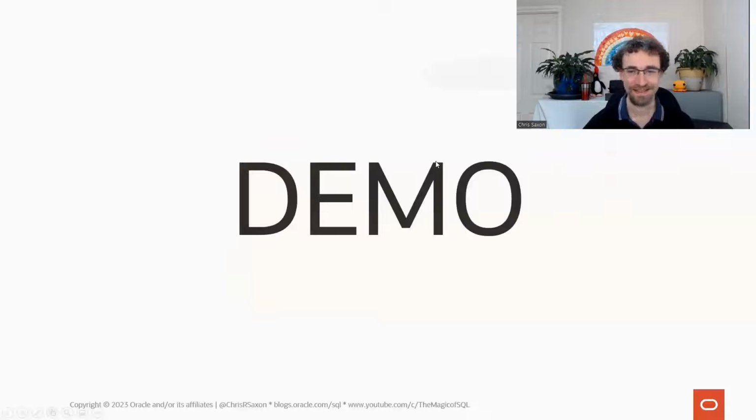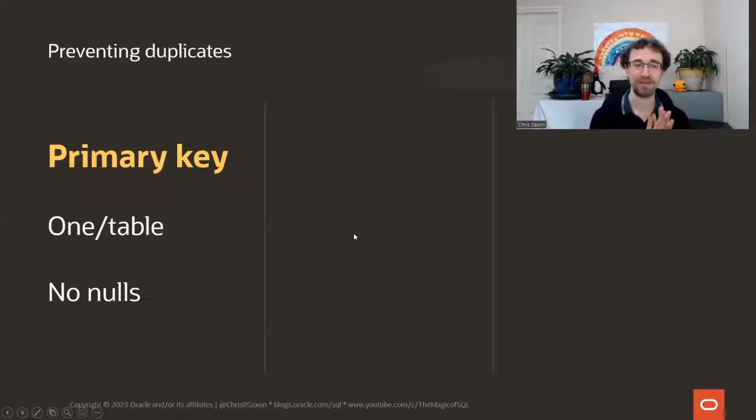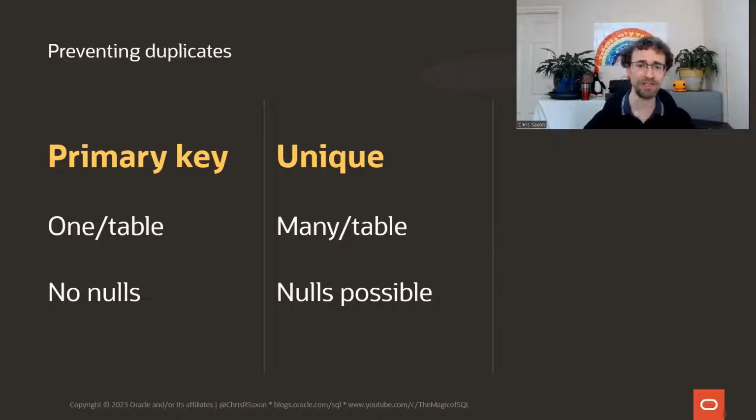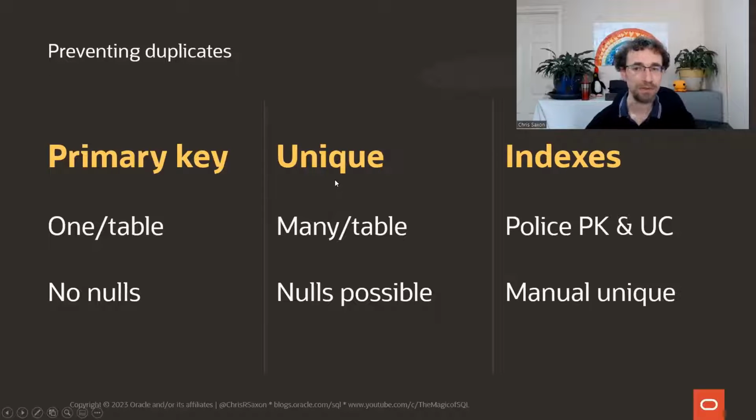Okay then, so let's move on. Just a recap. As we saw, we can use primary keys to prevent duplicates, but there is a maximum of 1 per table, and you can never store null values in the columns of a primary key. Unique constraints, you can have as many as you want, and you can store null values in them. Both of these, when you create them, the database will use an index to police them, to check whether there are duplicate values. By default, it will create a unique index for you.